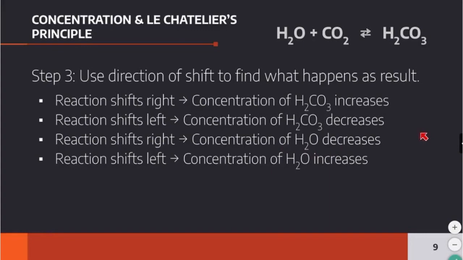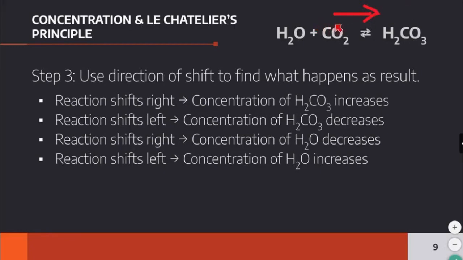Use the direction of the shift to find what happens. So let's say the reaction shifts to the right. If the reaction, according to Le Chatelier's principle, wants to shift to the right in response to whatever we did to it, then the concentration of H2CO3 would have to increase because we're moving toward it. We're making more of it.